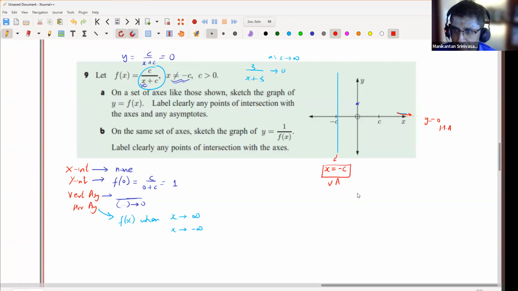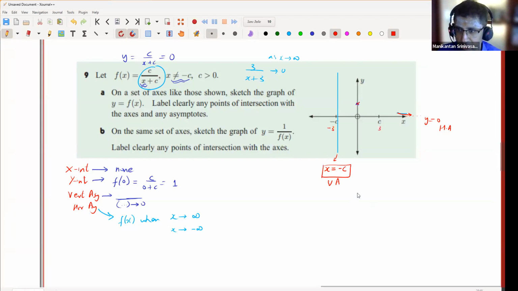Okay, so we have covered the y-intercept. We established there is no x-intercept. We found out the vertical asymptote. We found out the horizontal asymptote. Let's see what other clues we can get to complete sketching this graph. Now, when x is slightly to the right of minus c. So again, just imagine minus 3, for example, just so that you have an understanding.